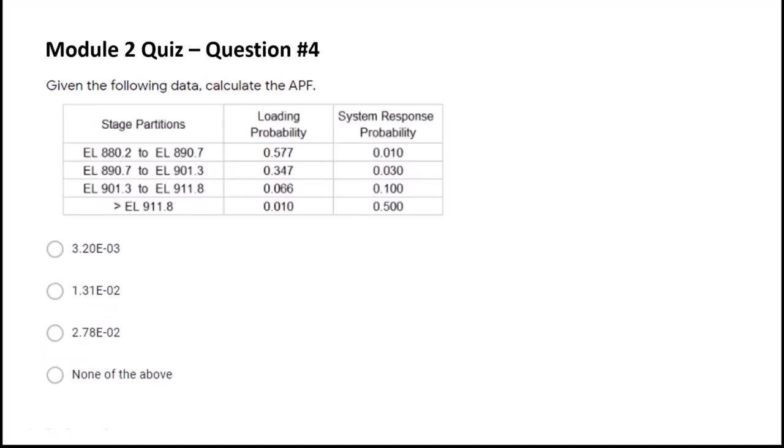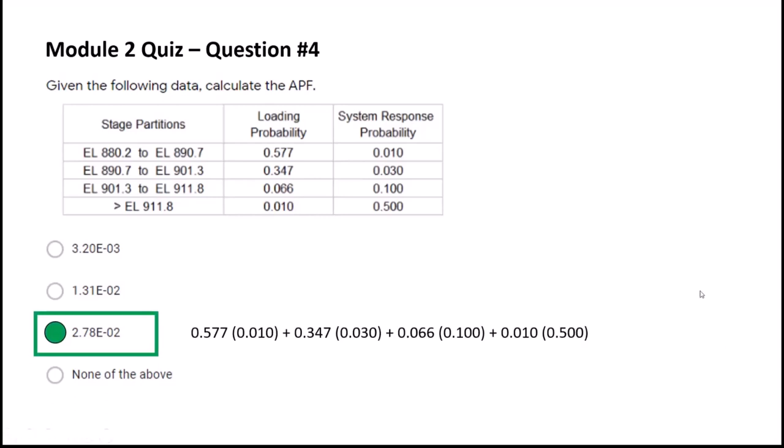Question 4, we're given the following data and we are asked to calculate the APF. We have our stage partitions, we have our loading probabilities for each stage partition, and then we have the system response for the partition. To do this, we are going to multiply at each stage partition the loading probability by the system response. Once we have all 4 of those products, we'll sum them up to get our APF. When we do that, the correct answer is going to be 2.78 times 10 to the minus 2. Again, what that looks like: I've got my loading from the first partition times the system response for the first partition, same deal for the second, third, and fourth, loading times system response for all the partitions, and then we sum them up.